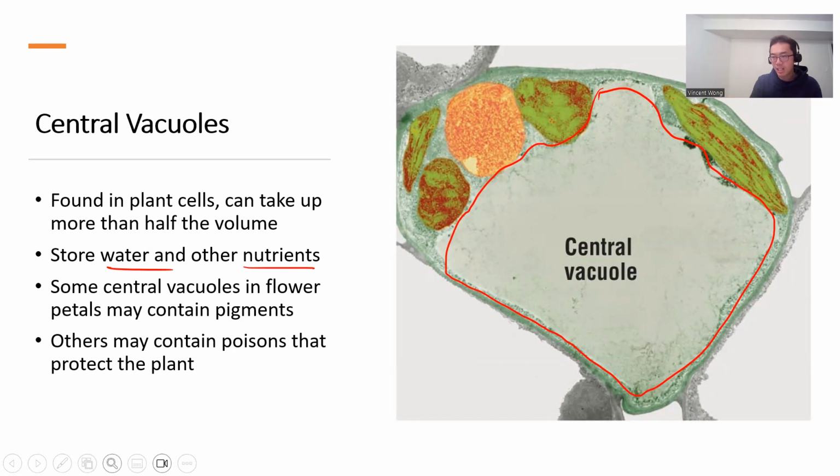In some parts of the plant, the central vacuole might contain pigments or colors for the flowers, and even poison for some plants. So it's just a place to store stuff, essentially. Water and nutrients, primarily. Sometimes color, sometimes poison. Obviously, not all plants are poisonous, so they're not all storing poison. But some are, like poison ivy.